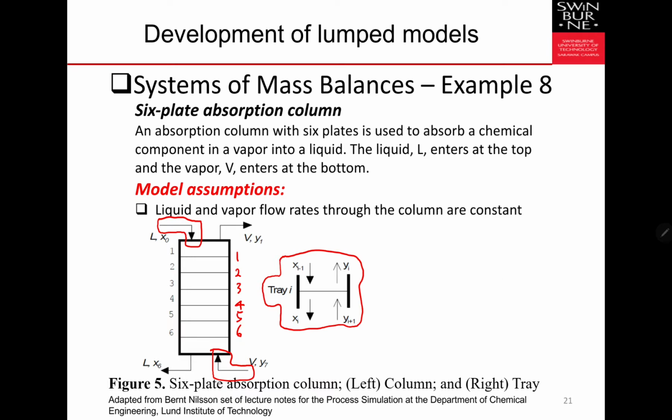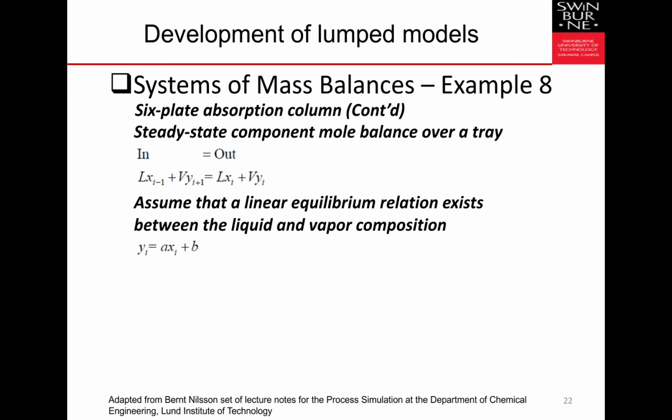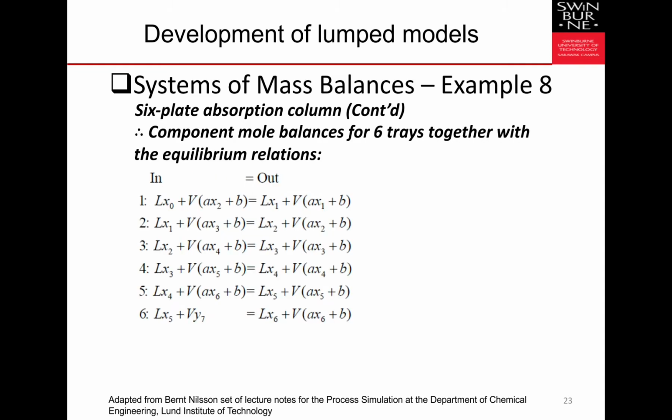mole balance. Therefore, we can derive the steady state component mole balance over each tray, which is defined as in these upper expressions. And then also a linear equilibrium relation exists between the liquid and vapor composition as defined in the bottom expression. Therefore, we will have 6 component mole balances: 1, 2, 3, 4, 5, 6. This already incorporates the equilibrium relation as well. In order for us to understand this, I will discuss in more detail using my notes on the 3 plate absorption column.